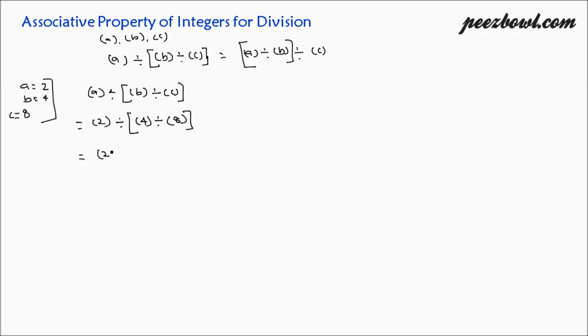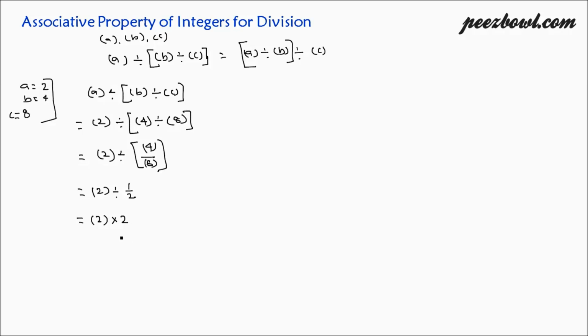This is equal to 2 divided by 4 upon 8, equal to 2 divided by 1 upon 2. This is equal to 2, division will change to multiplication and 1 upon 2 will become only 2.